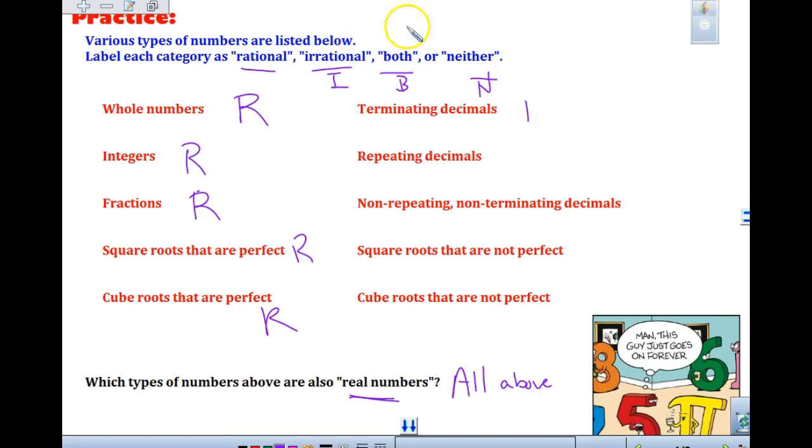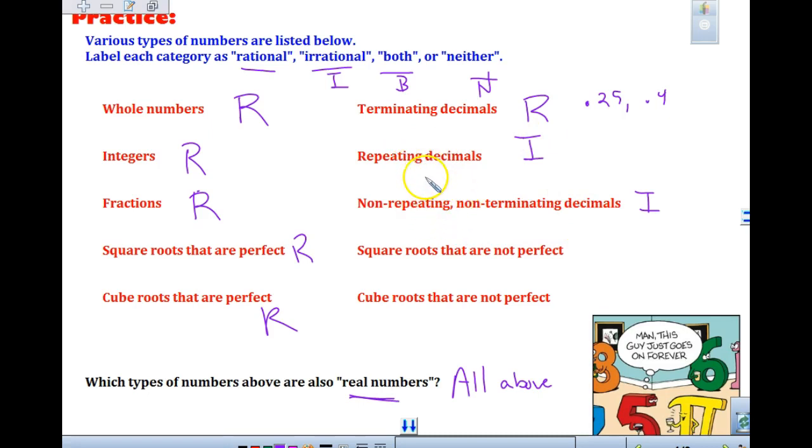Terminating. Can it be both rational and irrational? Should be rational, right? So our terminating is like 0.25, right? 0.4. Those are going to be rational. Repeating. What do you have, Jack? Irrational. Non-repeating. Non-terminating. Never ends, never repeats. What do we have for that one, Alex? Irrational. Well, can it both be the non-repeating and non-terminating irrational and repeating?